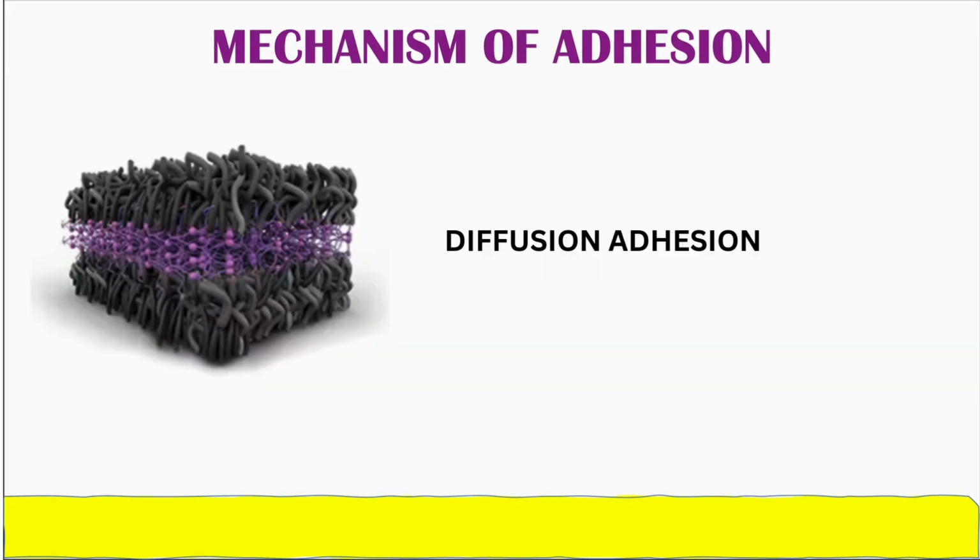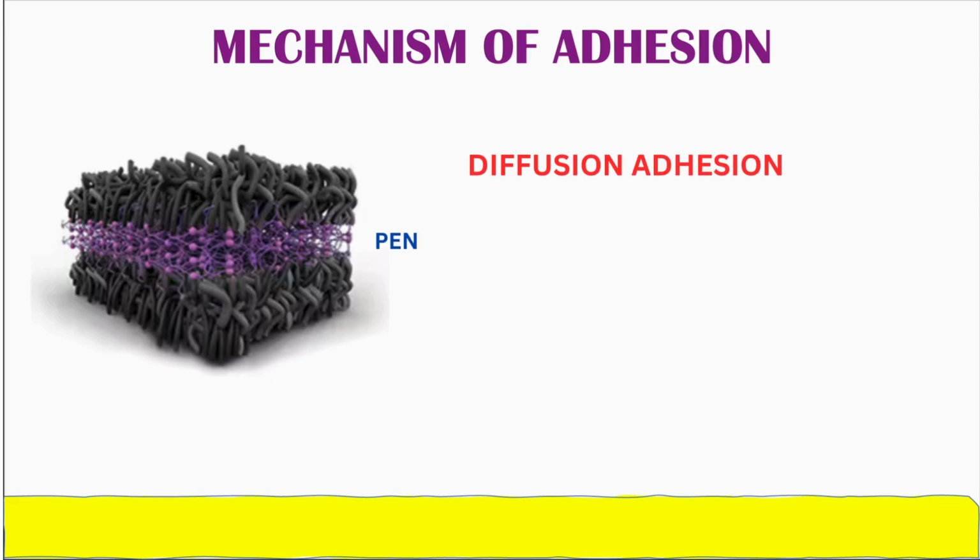Our next mechanism to study is the diffusion adhesion. Basically, what happens in this case, the diffusion occurs when the adhesive polymer is capable of penetrating and entangling with the polymeric substrate. You can see the pink colored adhesive molecules are penetrating the molecules of the substrate, which is black in color over here.